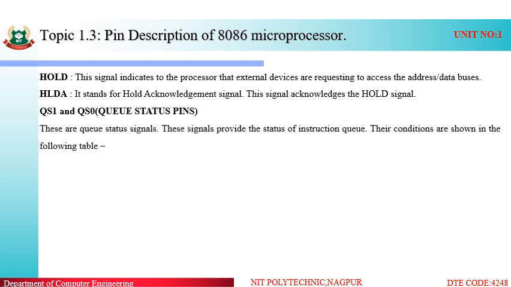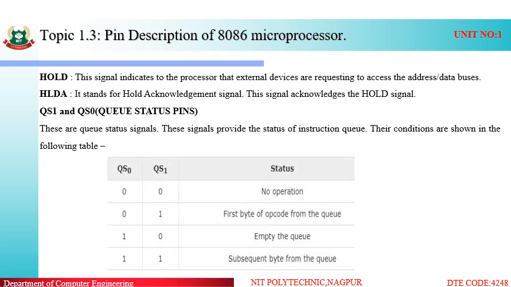Next are the queue status pins. Why do we maintain the queue? To perform pipelining, the queue status pins are maintained. The queue status pins are active high signals.